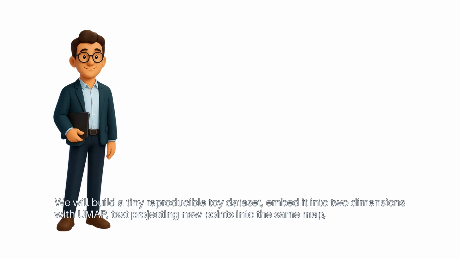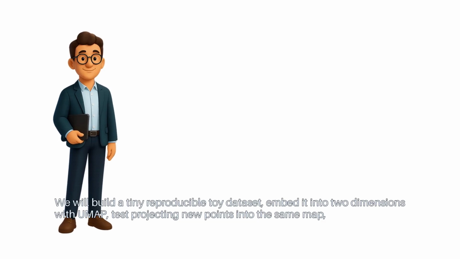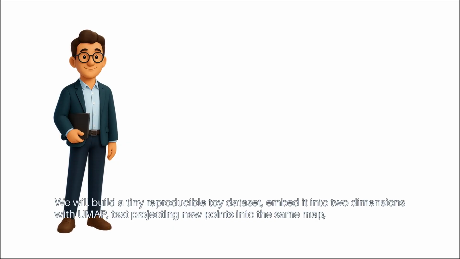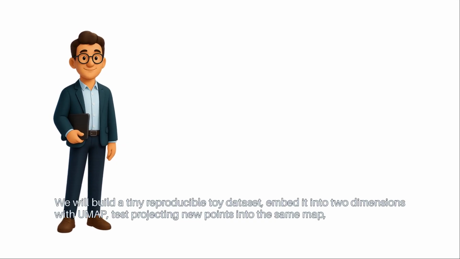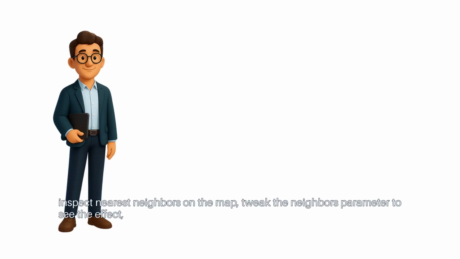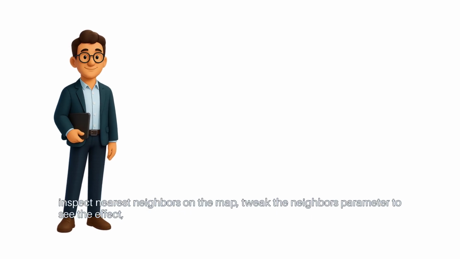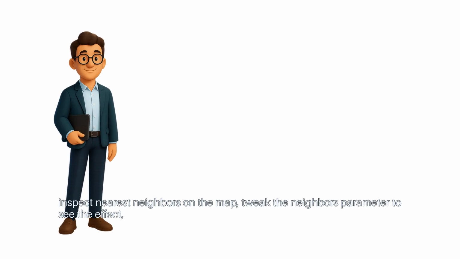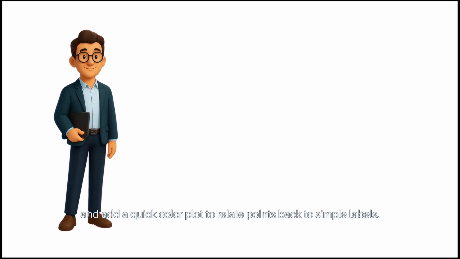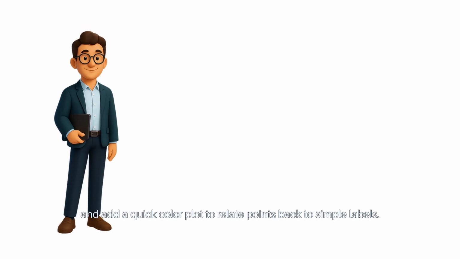We will build a tiny reproducible toy dataset, embed it into 2 dimensions with UMAP, test projecting new points into the same map, inspect nearest neighbors on the map, tweak the neighbors parameter to see the effect, and add a quick color plot to relate points back to simple labels.